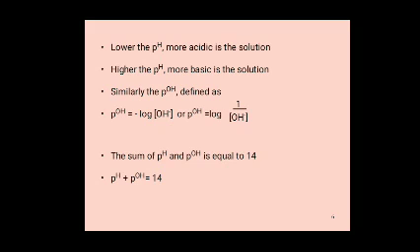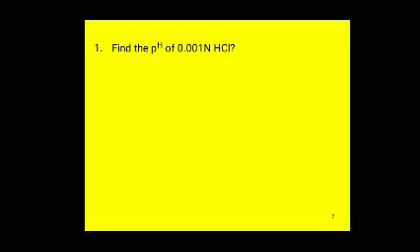Similarly, pOH is defined as pOH is equal to minus log OH minus ion concentration, or pOH is equal to log 1 by OH minus ion concentration. The sum of pH and pOH is equal to 14. Therefore, pH plus pOH is equal to 14. How to calculate the pH value of a given solution?